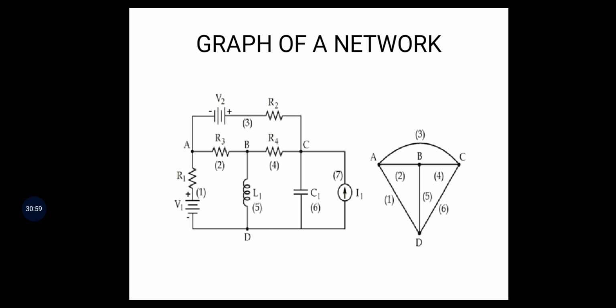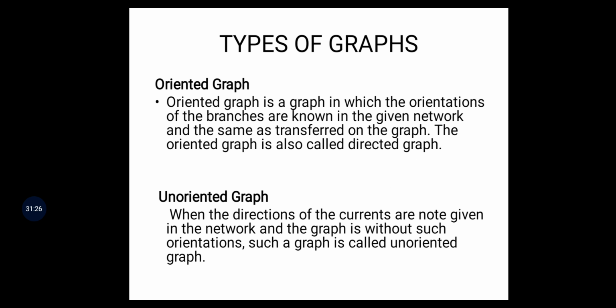So here there are 4 nodes A, B, C, D, and there are 6 branches. 4 nodes, 6 branches. So this is the graph of the network. In graph theory, we solve many equations.